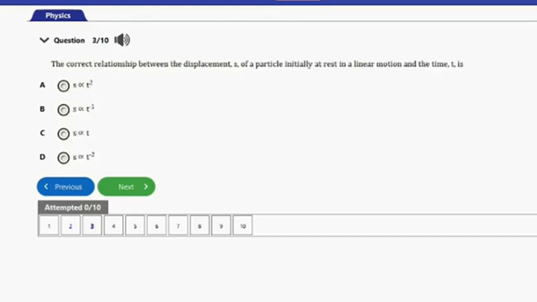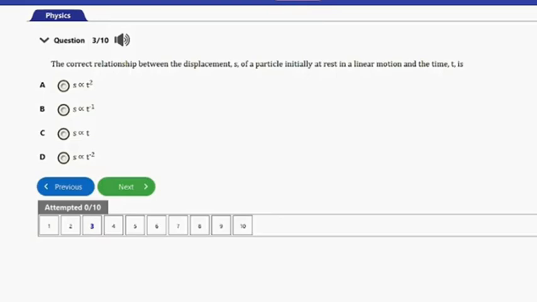So guys, the next question we have here is question number 3. It says, the correct relationship between the displacement S of a particle initially at rest in a linear motion and the time t is. So guys, in order for us to sort this out, let's recall that the question here says the particle is initially at rest.